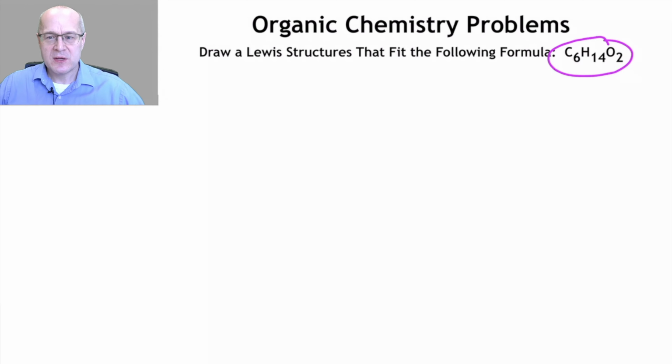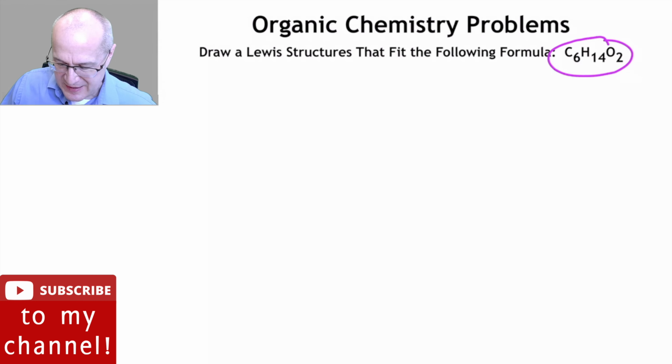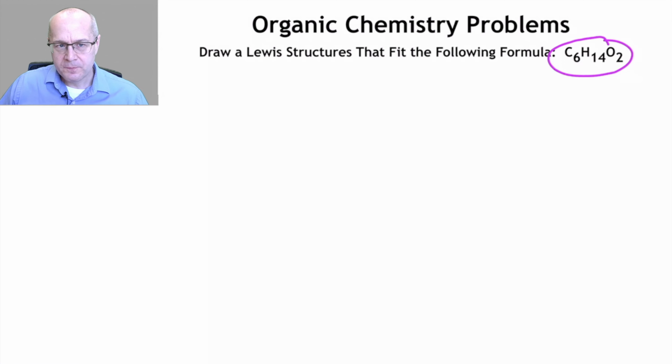And with that, let's do this formula. C6H14O2. First thing I want to do is calculate what is called unsaturation. Unsaturation means you have a double bond or a triple bond or a ring. I want to know that before I even start. Do I have any of these structural features?